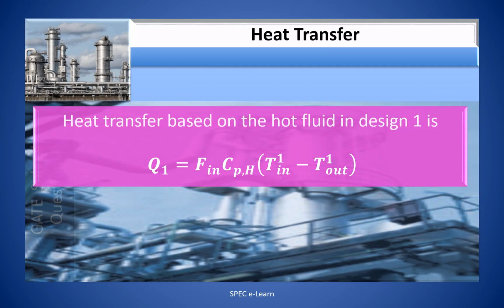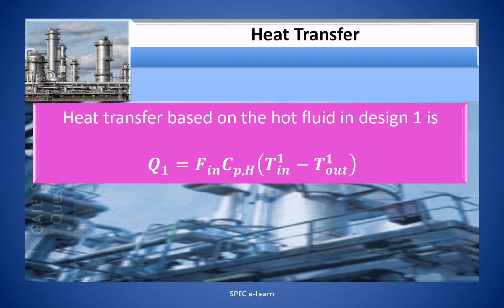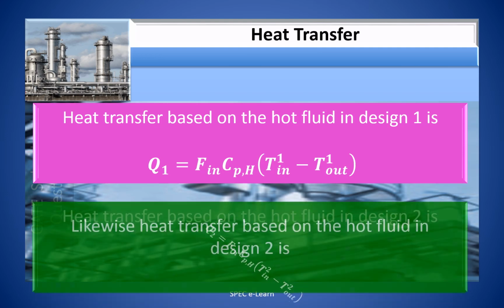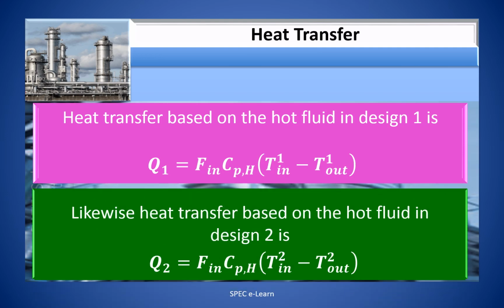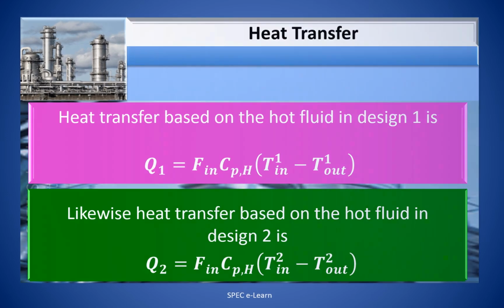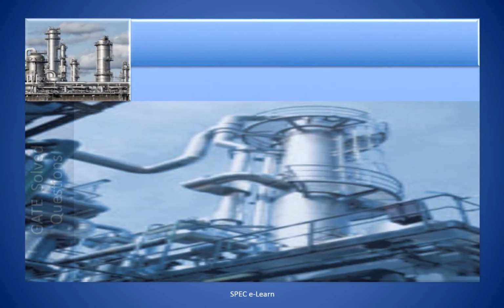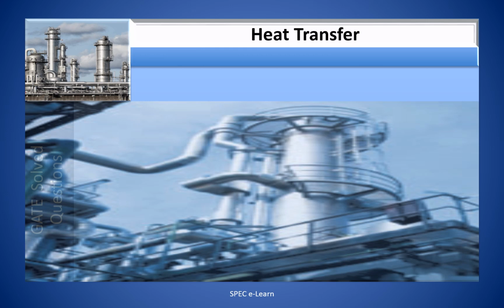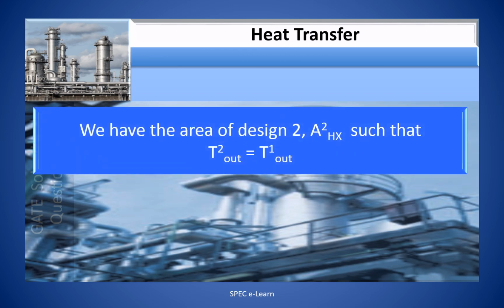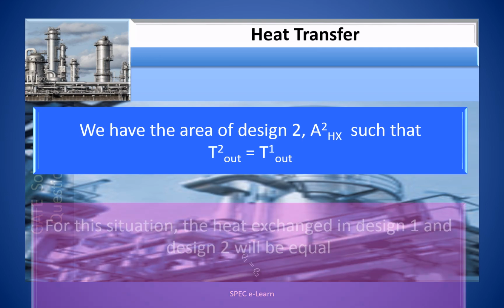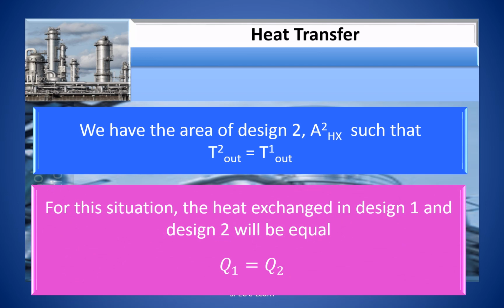Heat transfer based on the hot fluid in design 1 is Q1 equal to F in times CPH times T1 in minus T1 out. Likewise, heat transfer based on hot fluid in design 2 is Q2 equal to F in times CPH times T2 in minus T2 out. We have the area of the design 2, A2HX, such that T2 out equal to T1 out. For this situation, the heat transfer in design 1 and design 2 will be equal.